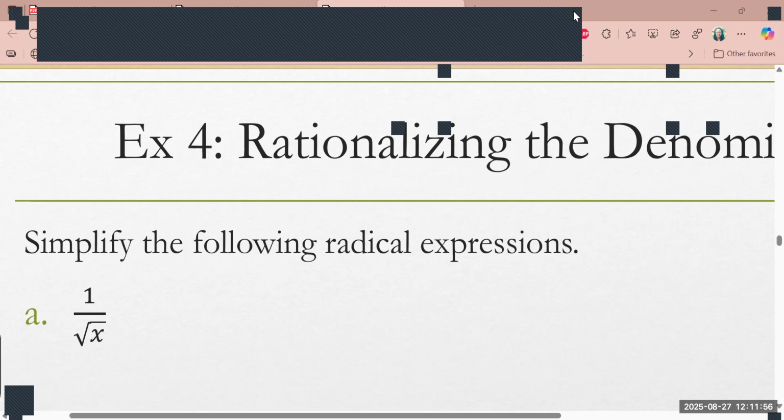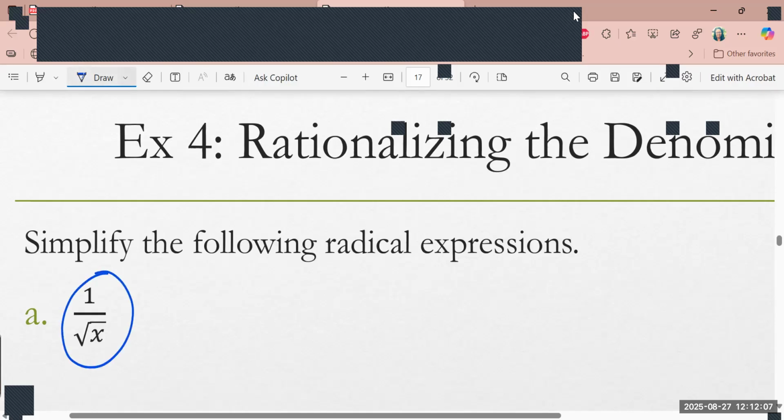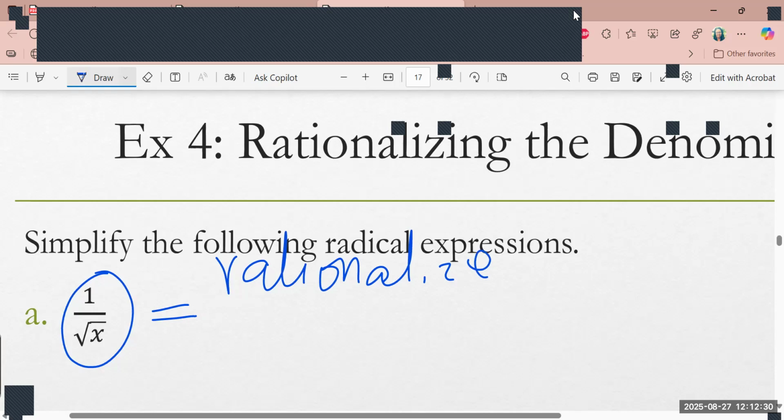This question says simplify the following radical expression. So the first one is 1 over square root of x. Just know that square root of x is irrational. We are not allowed to leave irrational numbers in the denominator. So the first thing we want to do is to rationalize the denominator.